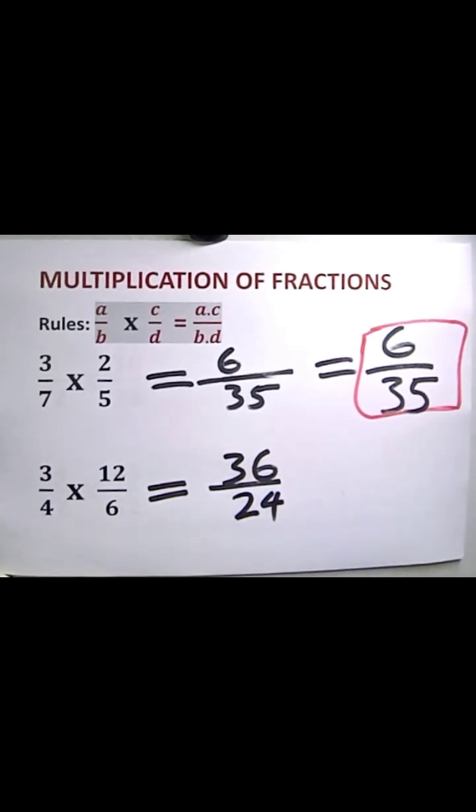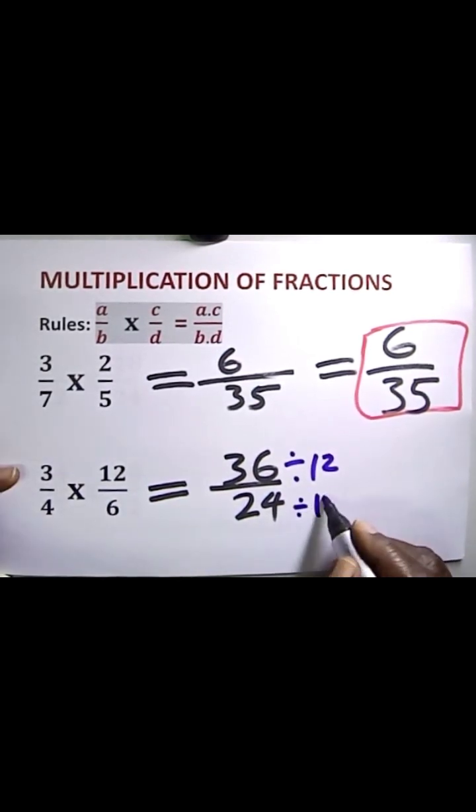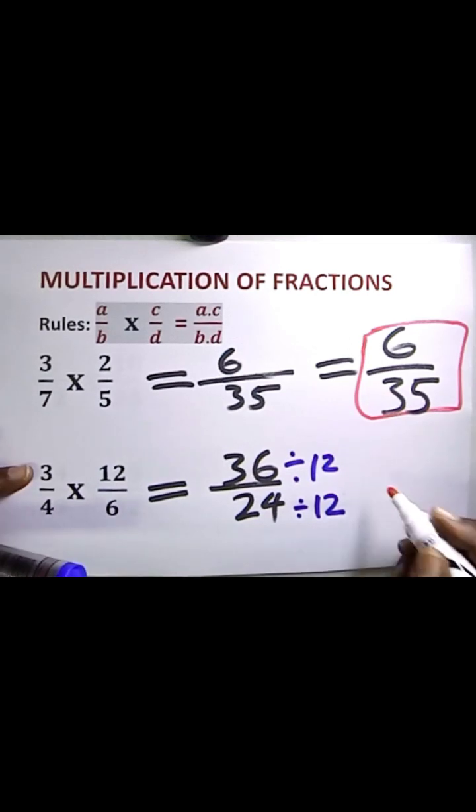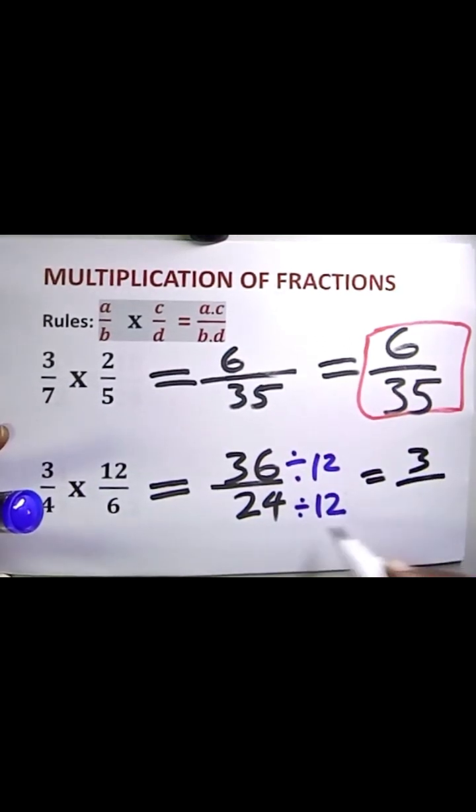Look at this new fraction. There is something we can do to this new fraction. We can divide the top and the bottom by 12. I told you, whatever you do to the top, you also do to the bottom. And when you divide the numerator by 12, 36 divided by 12, you will get 3. And 24 divided by 12 will give you 2. So that is the answer.